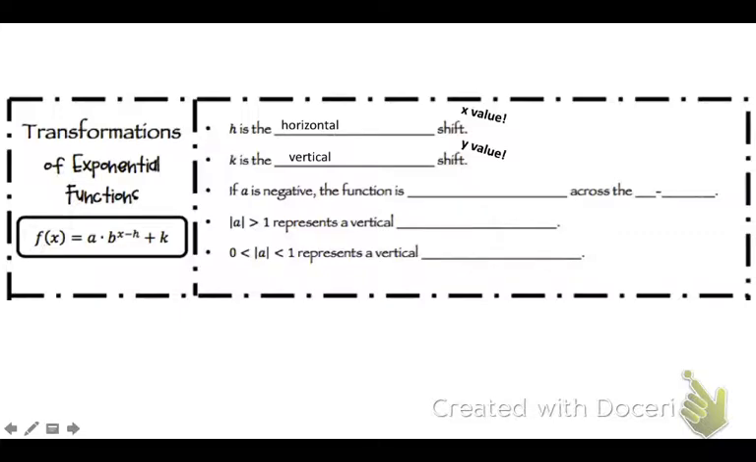Then if a is negative, the function is reflected across the x-axis. If the absolute value of a is greater than 1, that represents a vertical stretch. And if the absolute value of a is greater than 0 and less than 1, that's a vertical compression. So if a is greater than 1, it's a stretch. And if a is less than 1, it's a compression. That's the biggest thing you've got to remember right there.